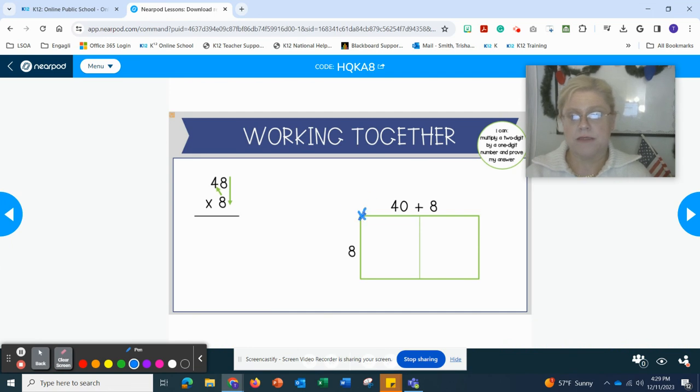I made that a little bit bigger. I need to make it a bit smaller. So we have 40. And like I said, in my brain, I need to see it vertically. But if you can see it horizontally, that's great. But I'll show it both ways. So 40 times 8.